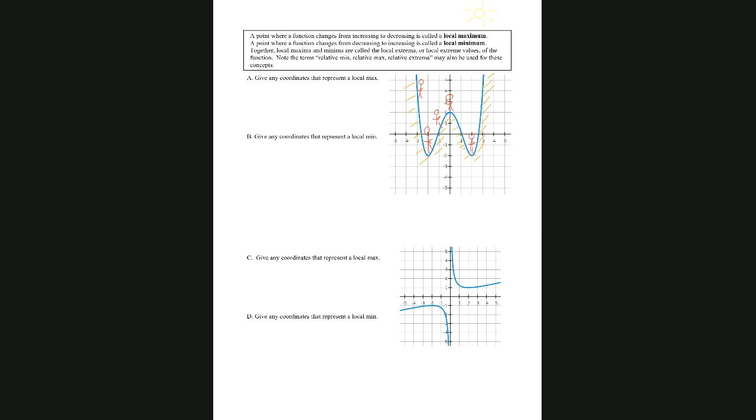Okay, so when we look for a local max, we're looking for points that are mountains, that are peaks. And this point right here would definitely fit that criteria. So that is what is called a local max. Now, how do we know that it is technically a local max? Well, our function has to be increasing to the left of the point.